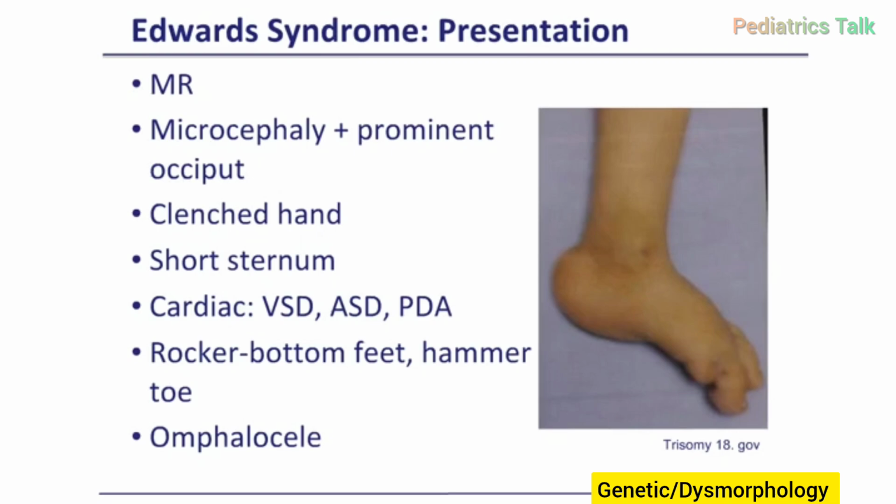These patients, as usual, have intrauterine growth restriction, which means that brain growth is slow, so they will have microcephaly, often with a prominent occiput. Characteristically, they have a clenched hand with overlapping fingers, a short sternum, rocker bottom feet, abdominal wall defects, particularly an omphalocele, and multiple cardiac defects, again, the left to right shunts being the most common, but almost any form of cyanotic heart disease is possible as well.